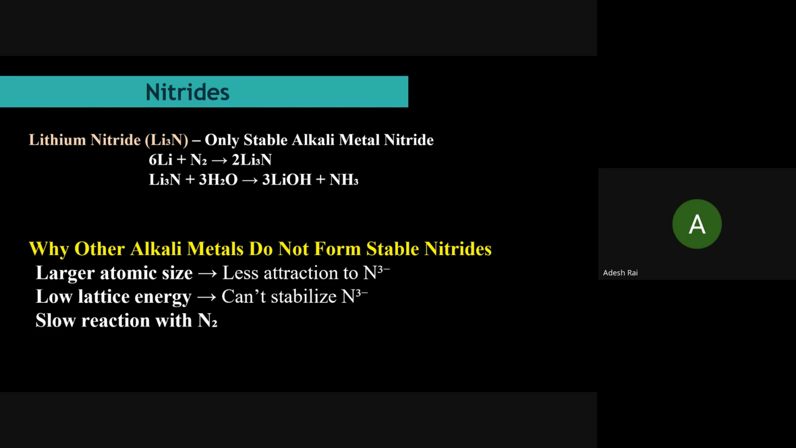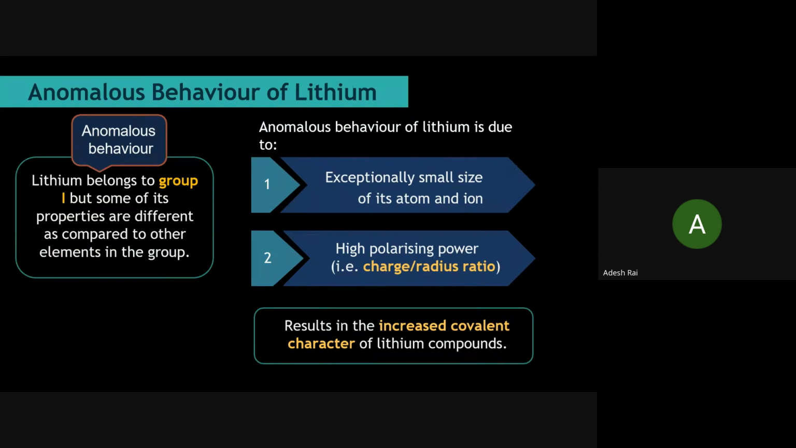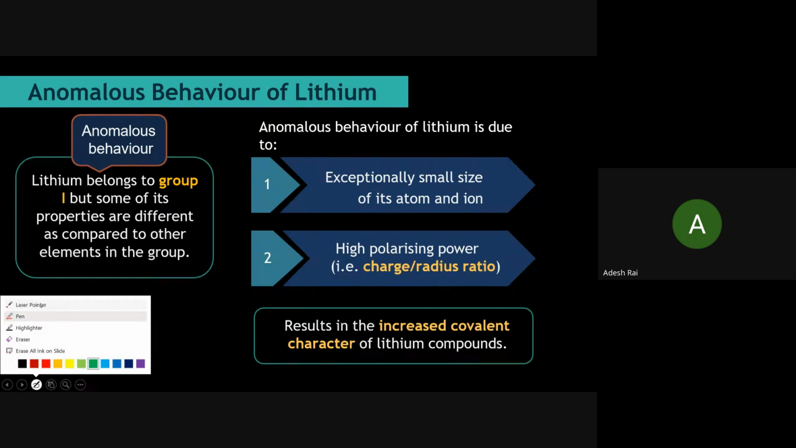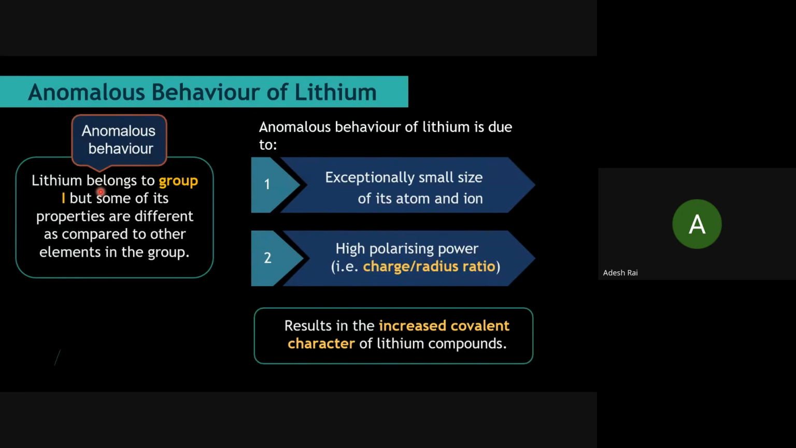See, all these reactions are not important. What you have to remember is that nitride is included in the topic of exceptional behavior of lithium, because lithium in this family will show exceptional behavior. Now comes anomalous or exceptional behavior of lithium. Lithium belongs to group 1, but some of its properties are different as compared to other elements in the group. That is why we are studying the exceptional behavior of lithium.